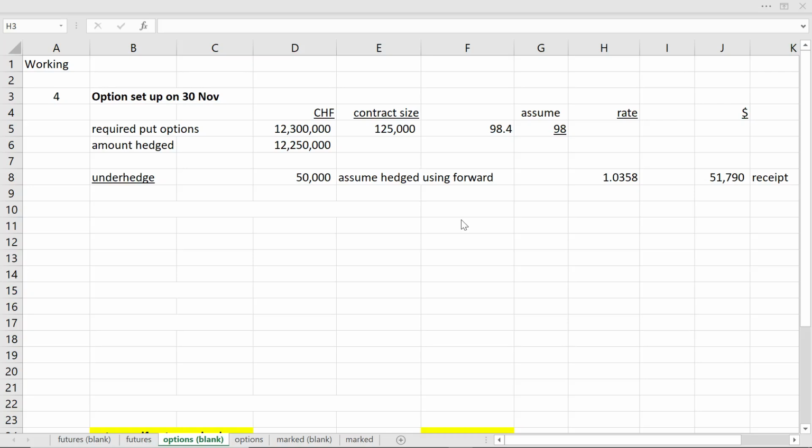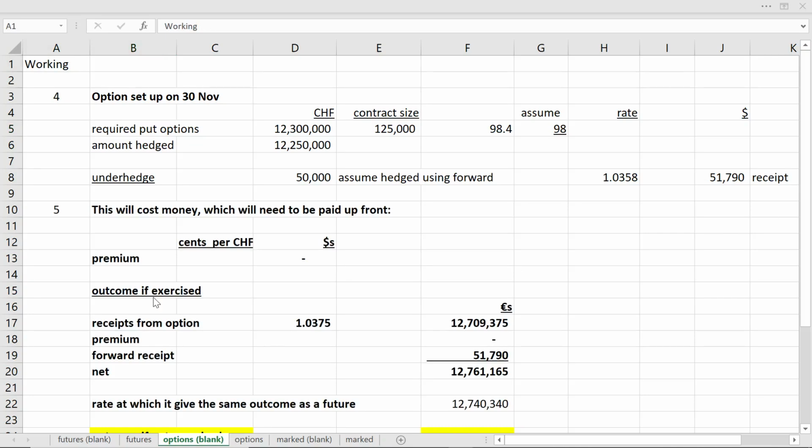Okay, so the setup. Setting up the option on the 30th of November, it's largely copy and paste from your futures, and that's basically what I've got there. The only difference is that the contract I require is a put option. It's an option to sell, and I might mention that. But as I get into the calculations, it becomes clear there's nothing new to do here. So it's just copy and paste, it's 98 contracts. There's an underhedge. So that's exactly what we had before.